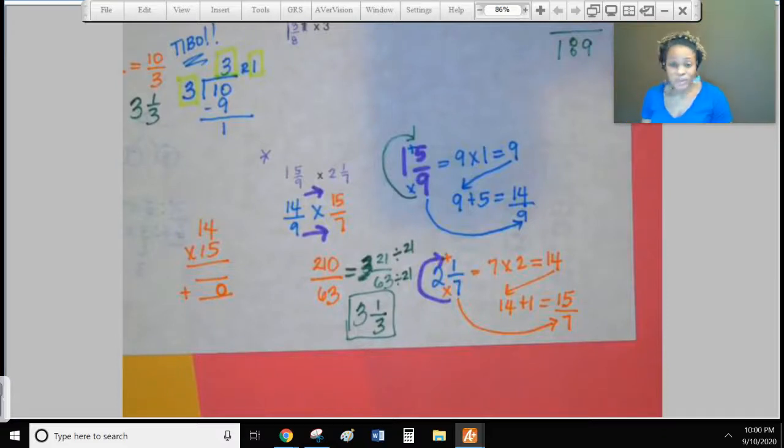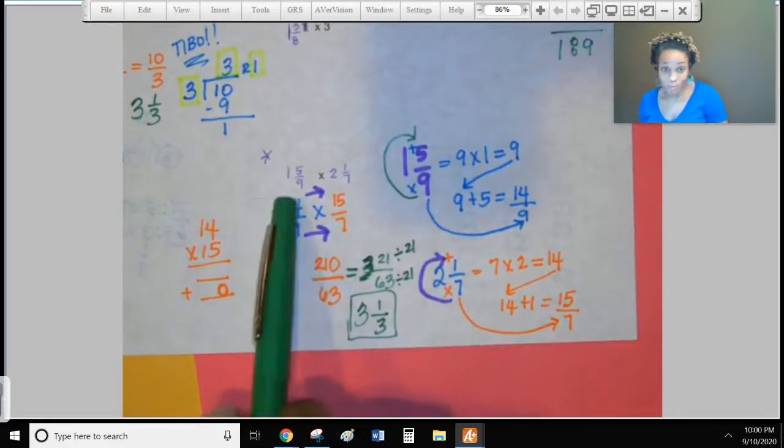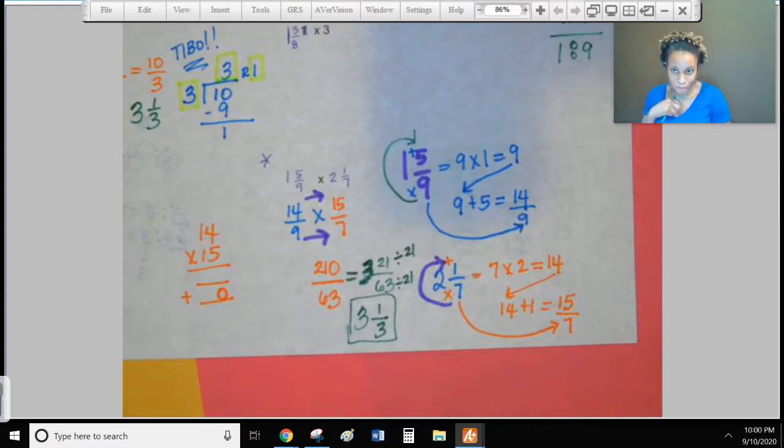So remember, we said anytime you multiply an improper fraction times an improper fraction, your product is going to increase. It's going to be greater than both of the quantities. Look, 3 and 1/3 is bigger than 1 and 5/9, and 3 and 1/3 is greater than 2 and 1/17. So see how that estimation is paying off? I know that my answer is right because the product is bigger than both of the original quantities.